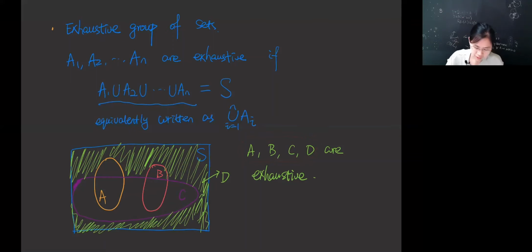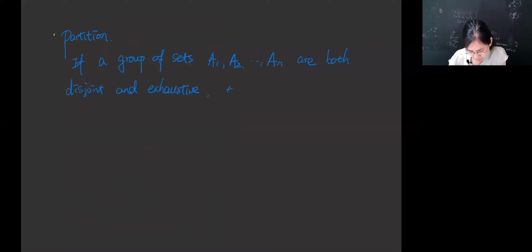The last concept of this video is partition. If a group of sets A1, A2 to AN are both disjoint and exhaustive, then this group form a partition of S, of the sample space S.